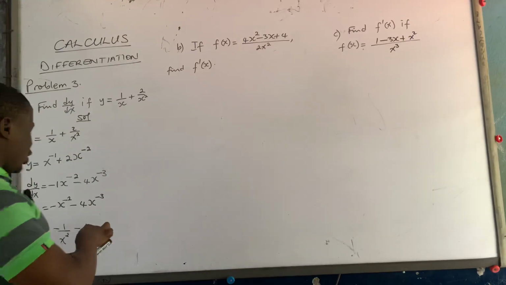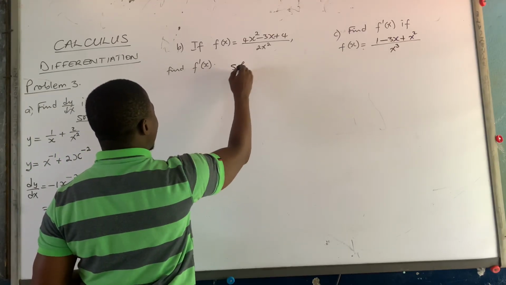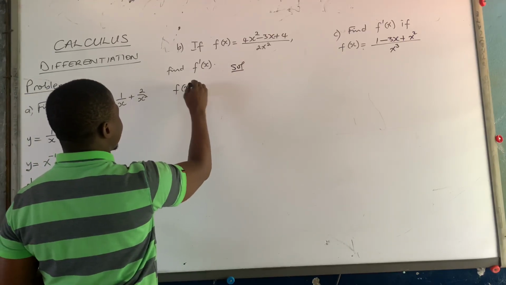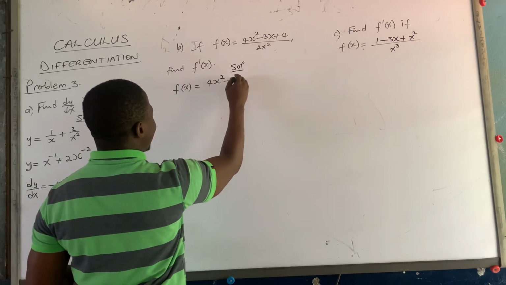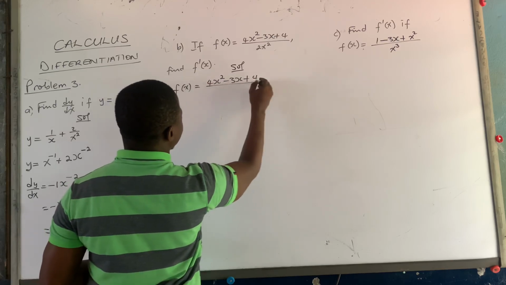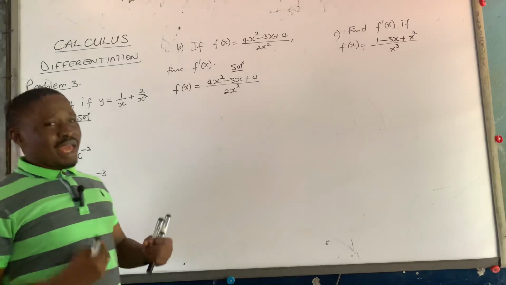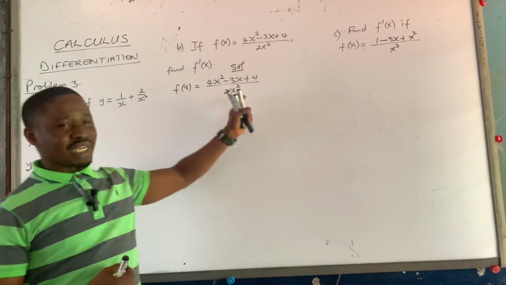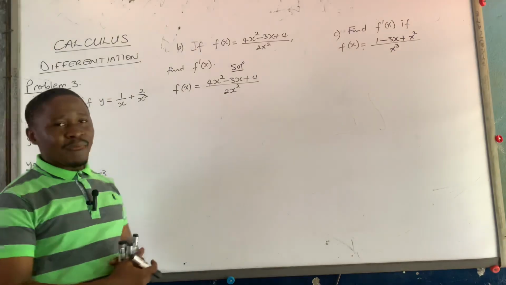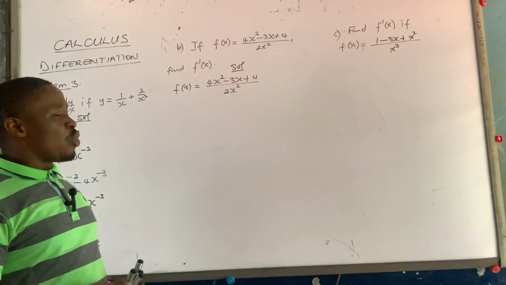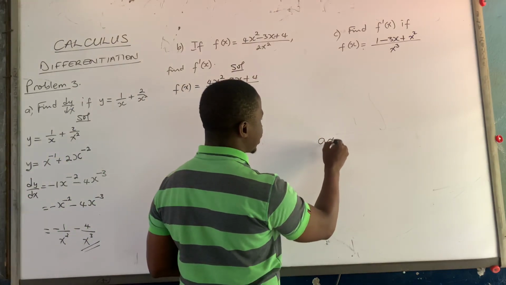The B part of the question says we are given function f of x. Function f of x is 4x squared minus 3x plus 4, divided by 2x squared. We could differentiate this one using the quotient rule. But if we want to maintain the general method of differentiation, we must have the function written in this form, ax to the power n.